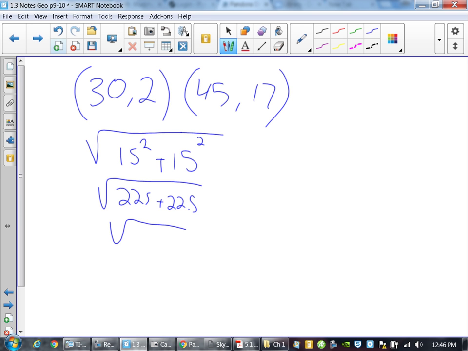Which gets you, which should be 2 root 15. Oh, I'm sorry, 15 root 2, excuse me. That's it. It was 15 root 2, right? Yeah.